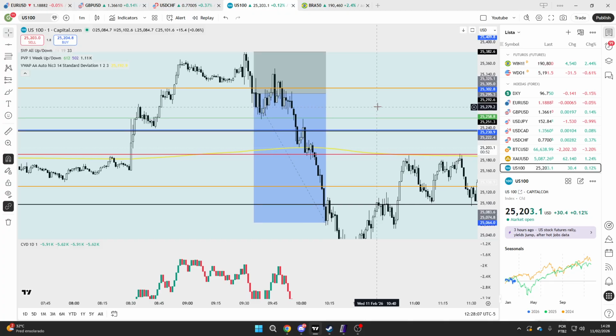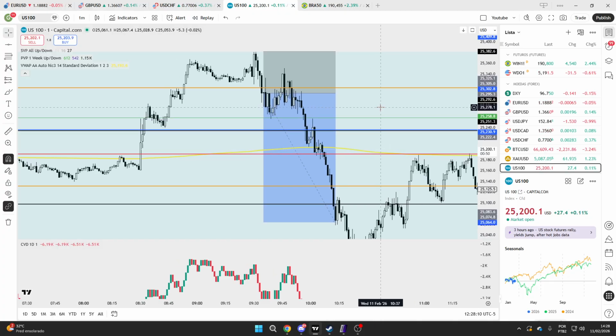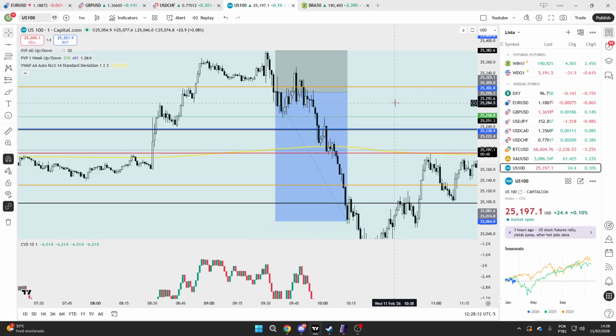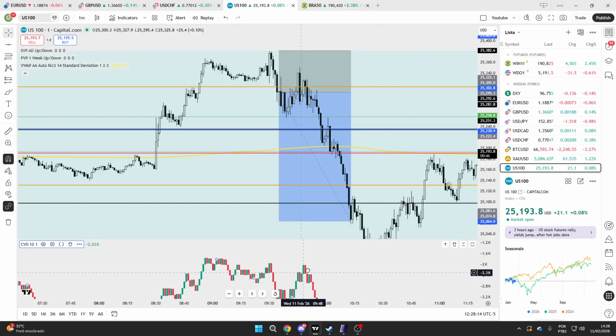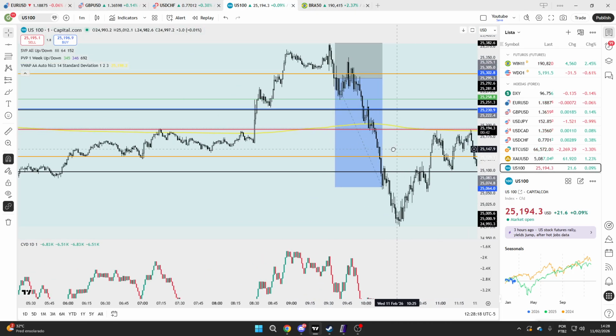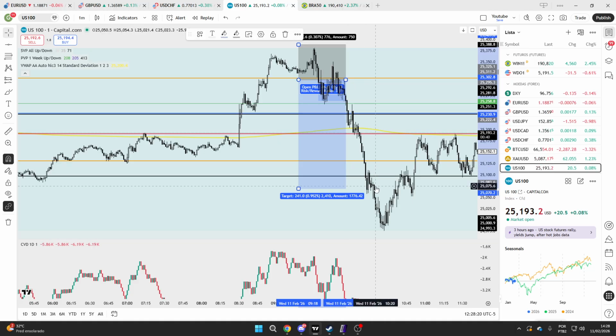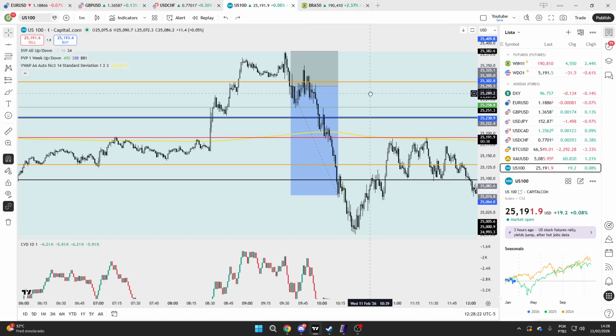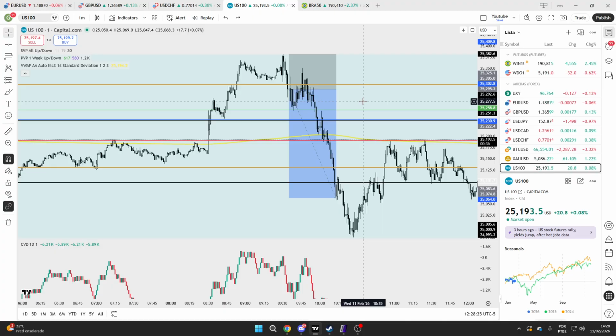So just recapping this trade, I called it live. Everyone in live can confirm this. I called this three-hour trade live, as I do every day. So we're going to do an in-depth review of the reasons why I took this trade.